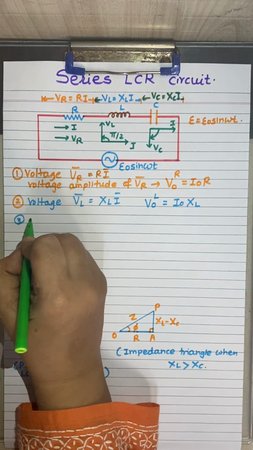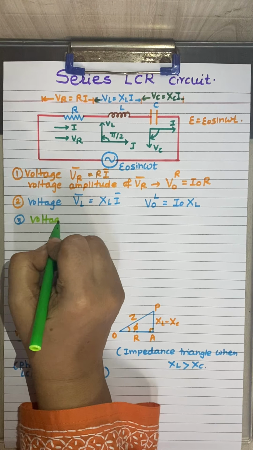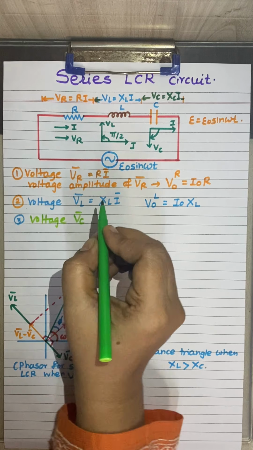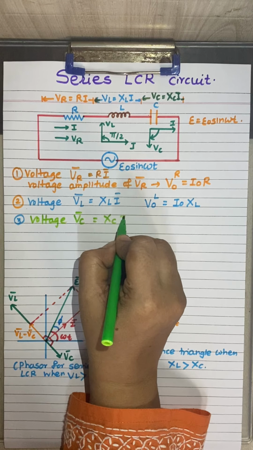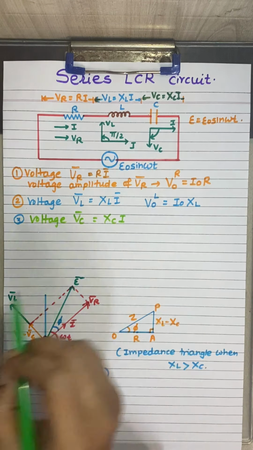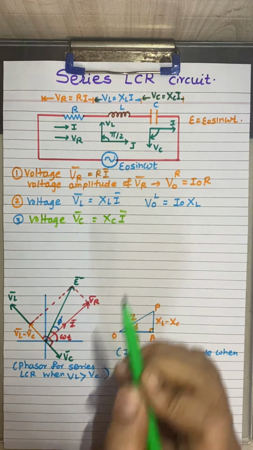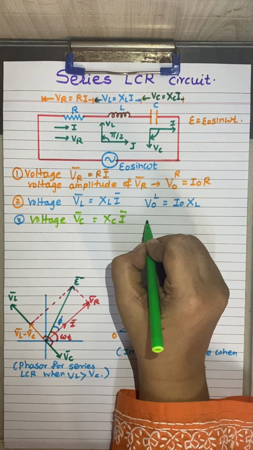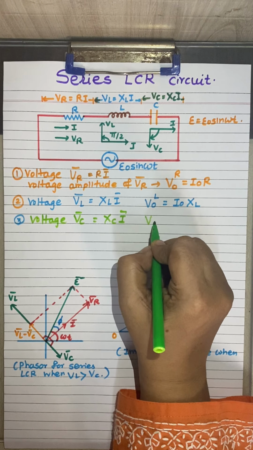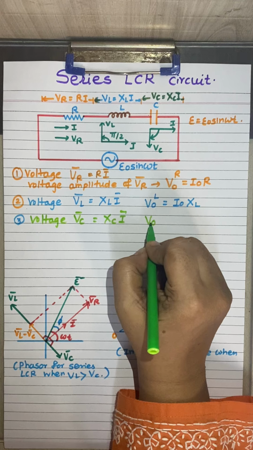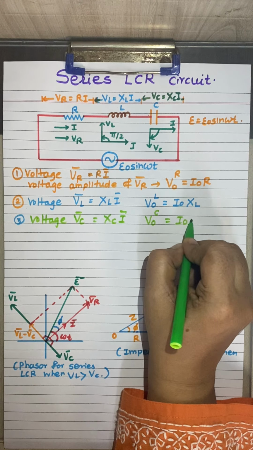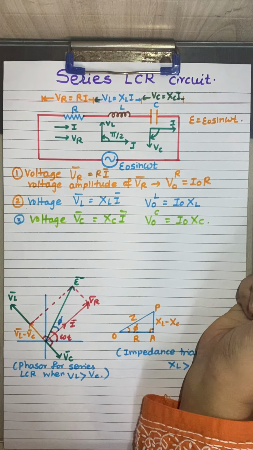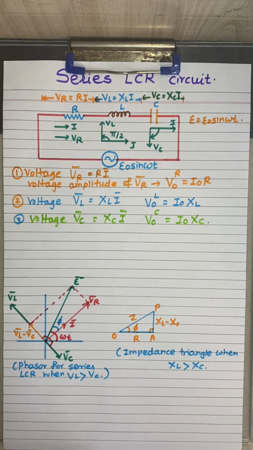Now if I want to find out the voltage across the capacitor, VC is equal to I into XC, isn't it? So XC into I is the voltage across the capacitor. Now we can find out that the peak voltage, or the maximum voltage, across the capacitor is given by I naught into XC, where I naught is again considered as the maximum current.